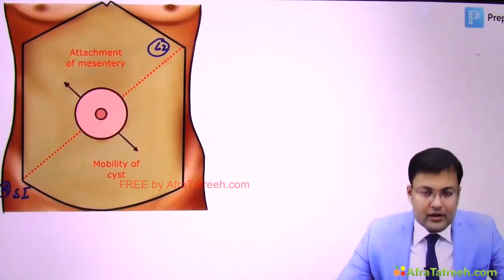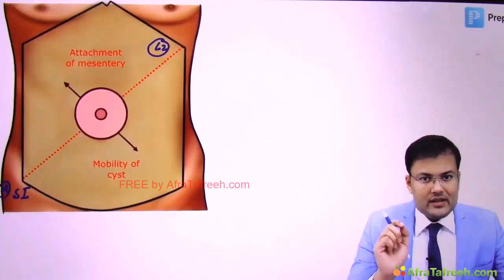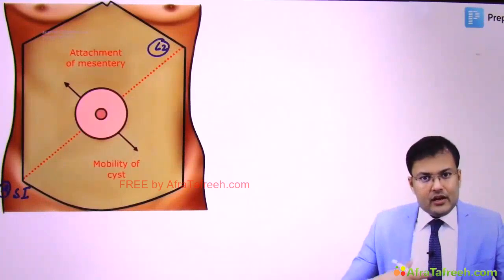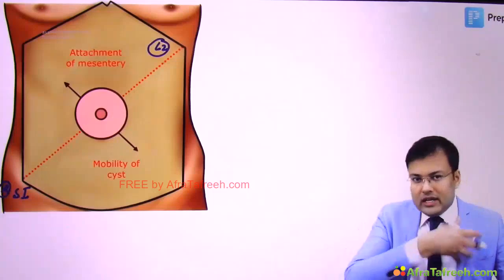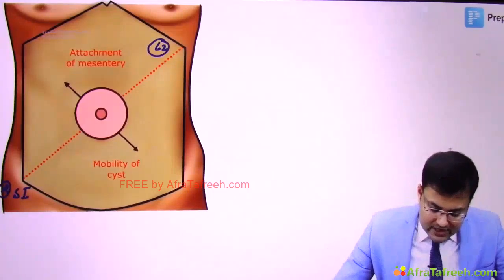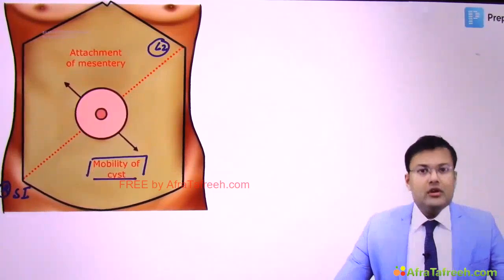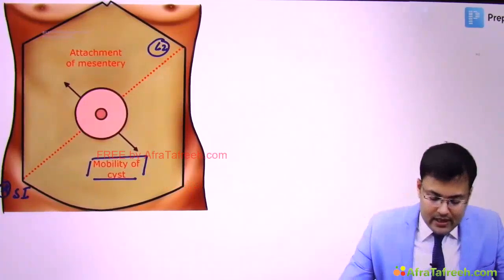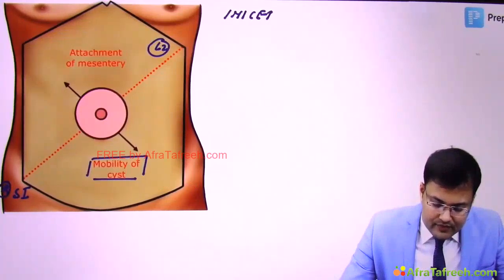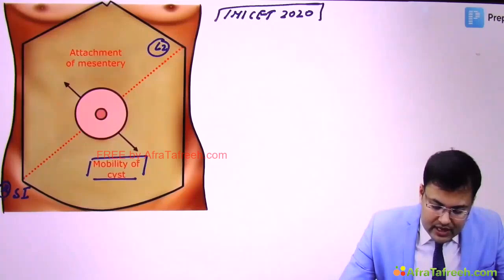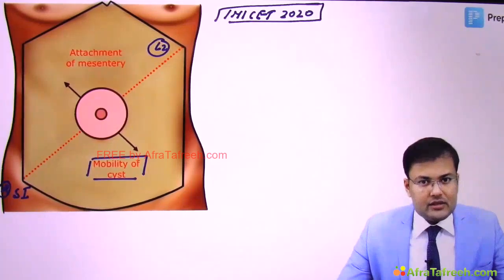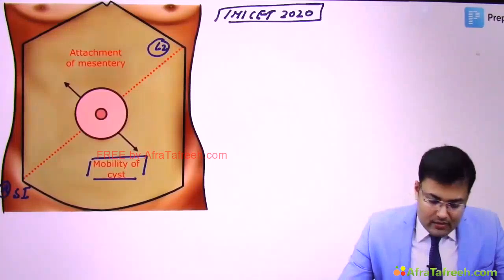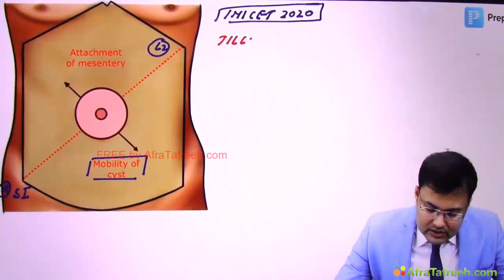Now the problem, if you are going to notice a swelling in relation to mesentery, generally this swelling will be moving perpendicular to the attachment of mesentery, or the swelling will be moving along the attachment of mesentery. So obviously the mobility of the cyst will be perpendicular to the attachment of mesentery, and this was the question which was asked for the first time in INI-CET 2020. And what was the question in INI-CET 2020? First time this question was asked, Tillaux sign. Previously they were asking Tillaux's triad, but this time they asked Tillaux's sign.